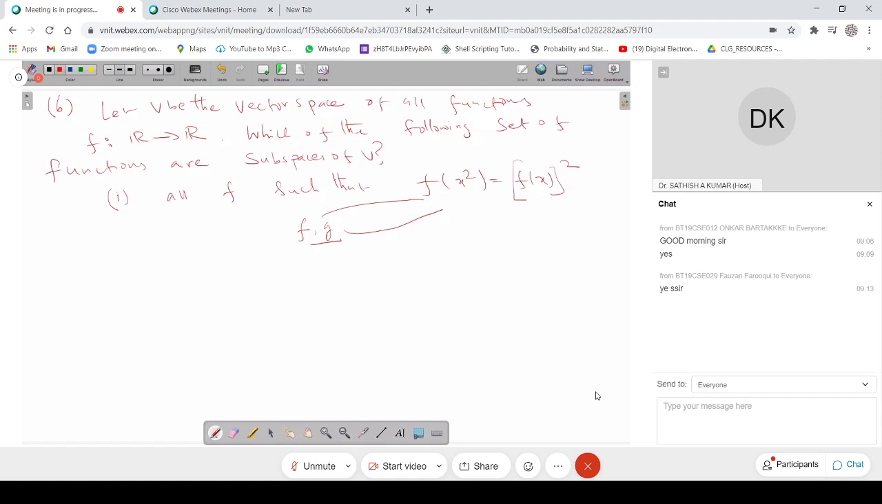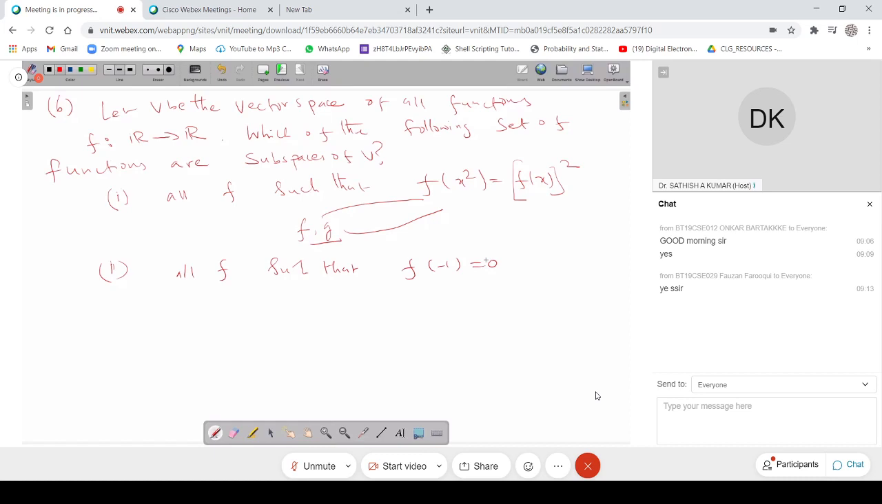Okay, so maybe we can give this as a second problem. All f such that, am I audible? Yes, sir. Okay, all f such that f of minus 1 equal to 0.